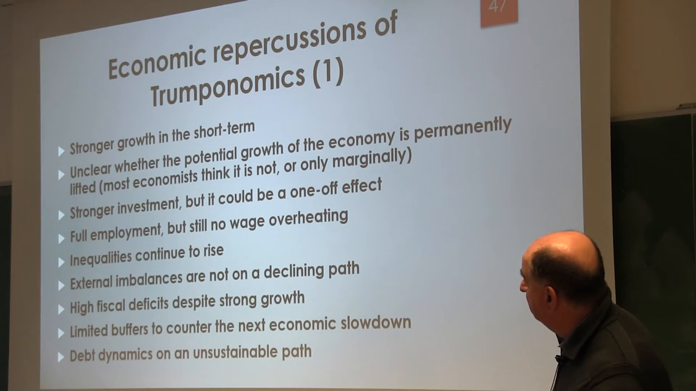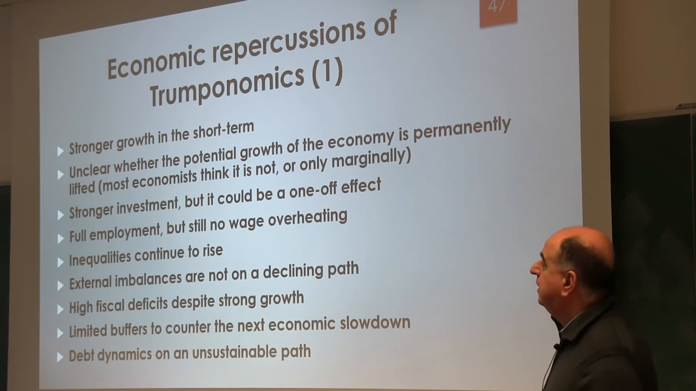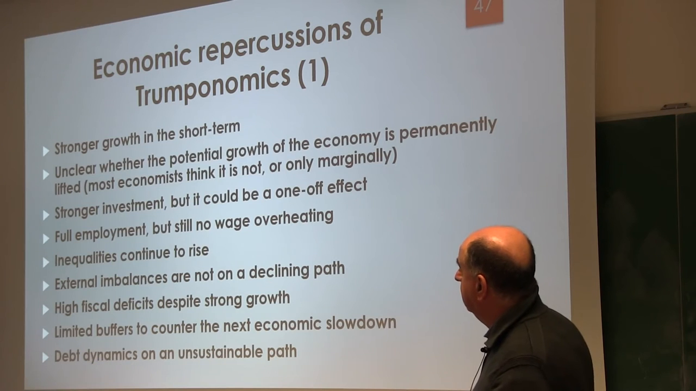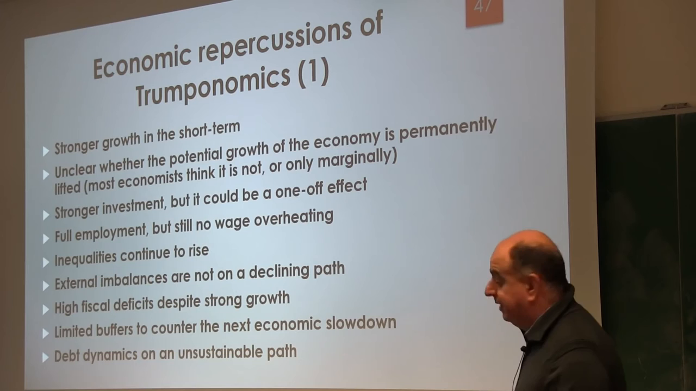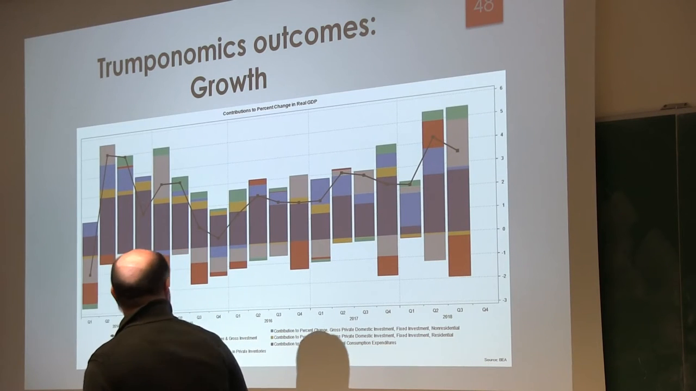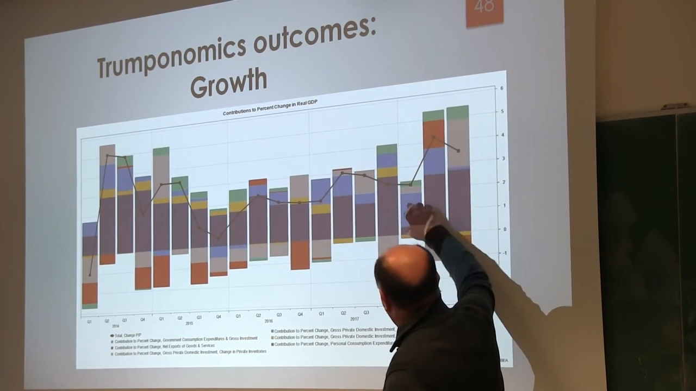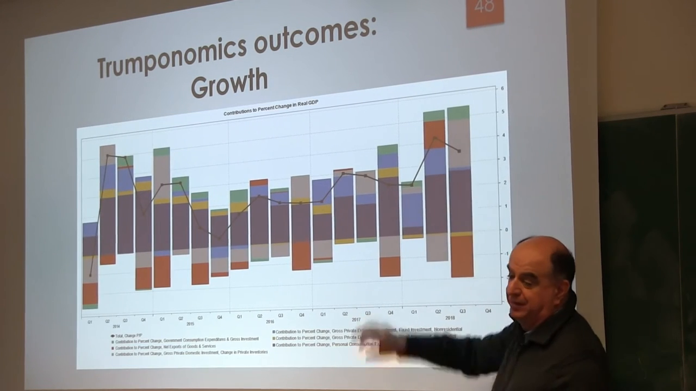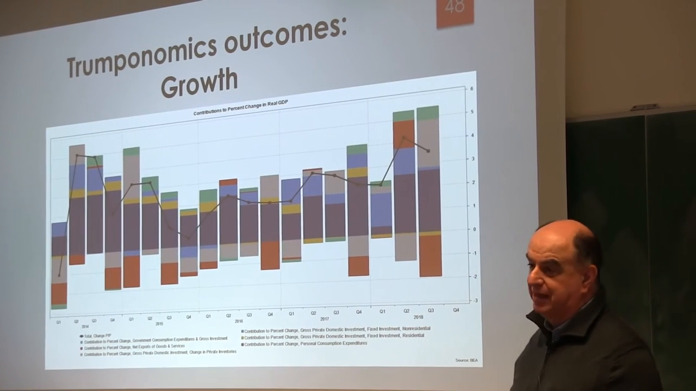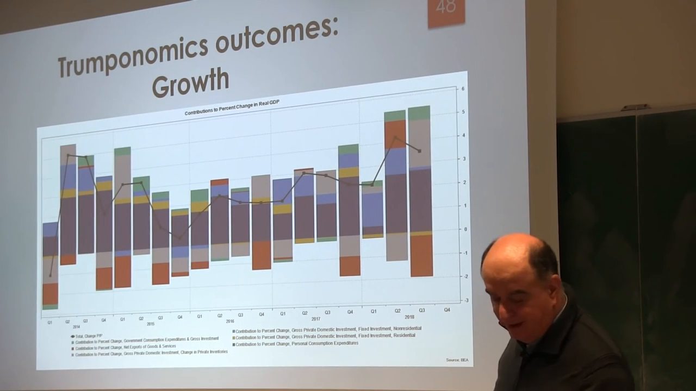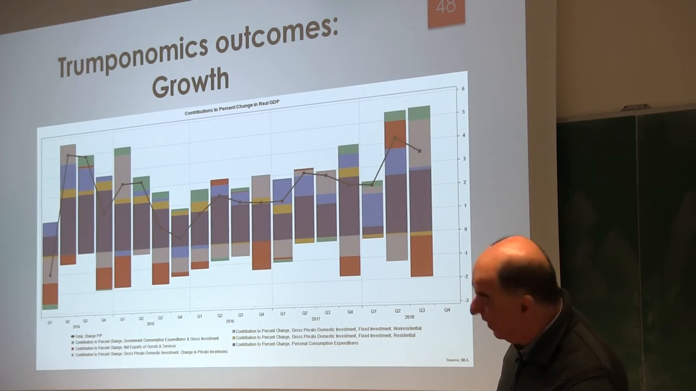Very rapid, because I have almost no time left. So what has been the outcome? Stronger growth in the short term, but unclear whether the potential growth of the economy is permanently lifted. Stronger investment, but it's not clear whether it could be a one-off effect. If you look at investment, the contribution, I think that is the blue one, you see after the introduction of the tax cut there is a big jump of investment, but in the third quarter it has stagnated, and fixed investment has been very weak. How do we explain that after such a powerful stimulus in the reduction of corporate taxes and so on? It makes people wonder whether the tax cuts have only a temporary one-off effect rather than a permanent jump in the investment ratio.